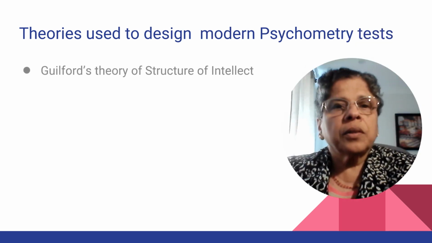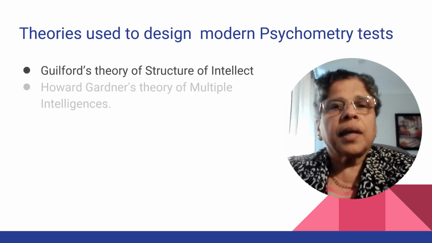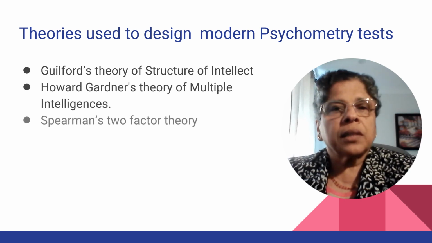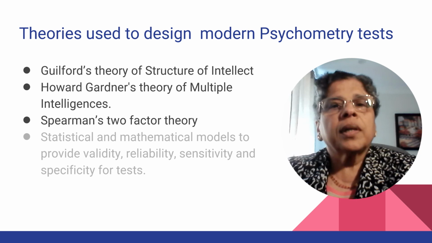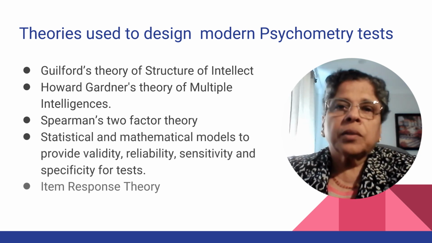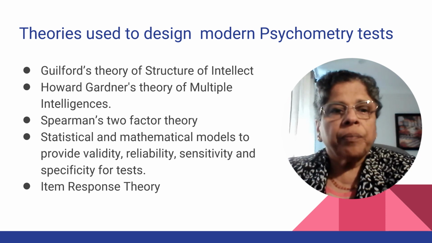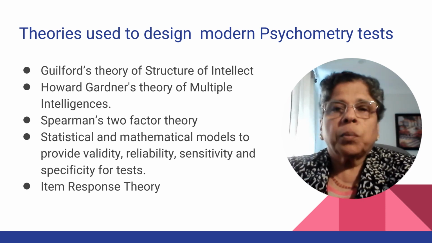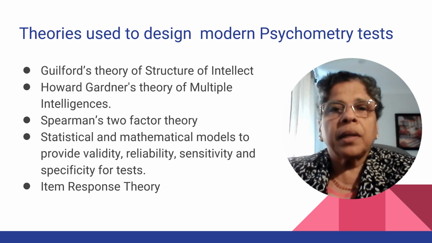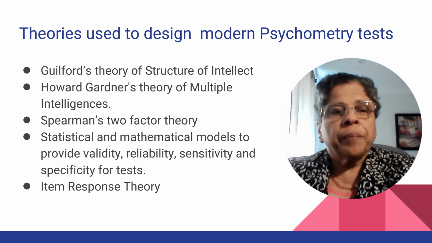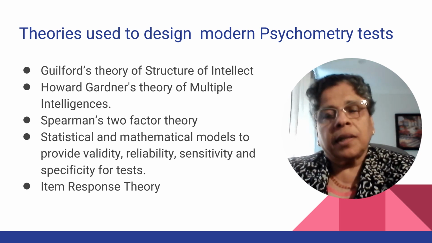The theories used nowadays to design psychometric tests are the following: Guilford's theory of structure of intellect, Howard Gardner's theory of multiple intelligence, Spearman's two-factor theory is still used, statistical and mathematical models and theories to provide validity, reliability, sensitivity, and specificity for the tests, and item response theory.